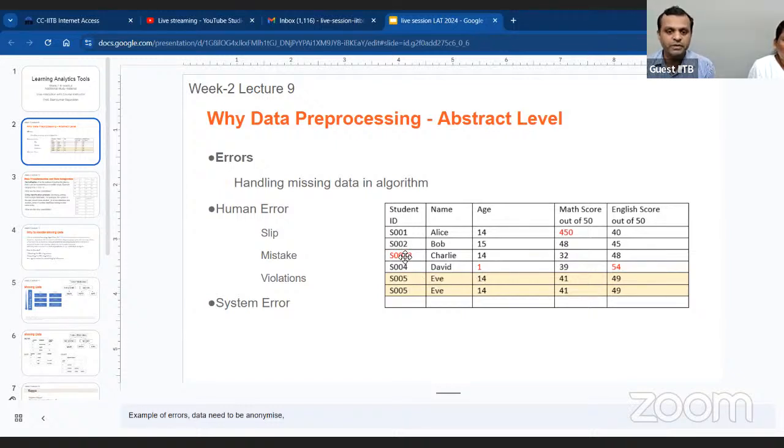There would be some violations in the student ID, like 5003, but they entered a double column. So human error can happen due to slips, mistakes, or some violations. For example, the mark should be out of 50, but it is 450. Or the age should be, 1 is not possible. So that's just a mistake. So these are the missing data.